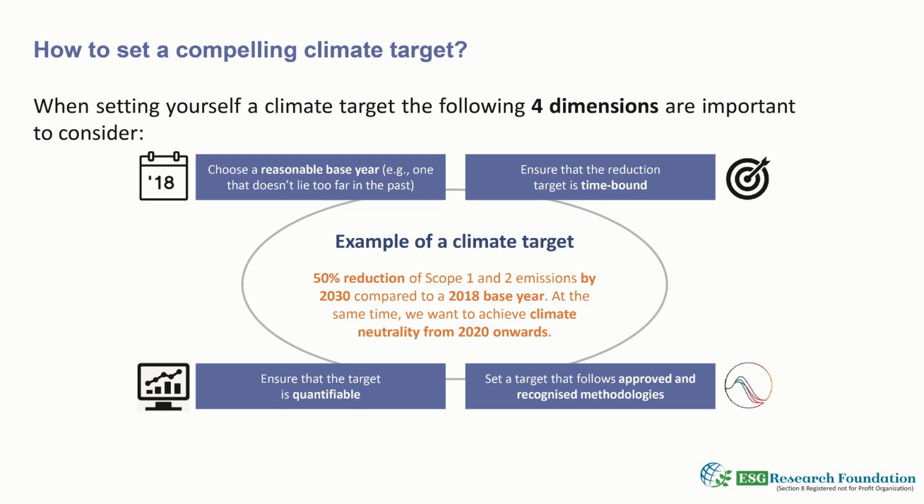So, what would be the dimensions in which the target setting can take place? So basically, there needs to be a base here to understand that okay, we are in this very year, if our emissions were 100, then in the next 5 or 10 years, we would want to reduce it by 50% or so. So that's where the time bound part comes in, and the quantification also gets incorporated, and it needs to also follow certain approved methodology.